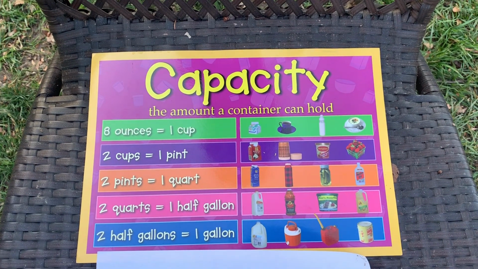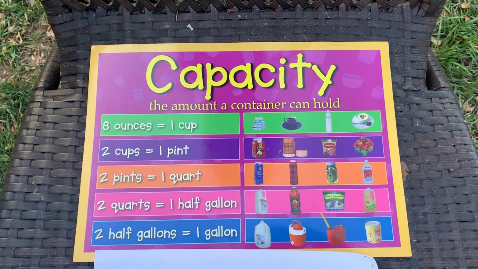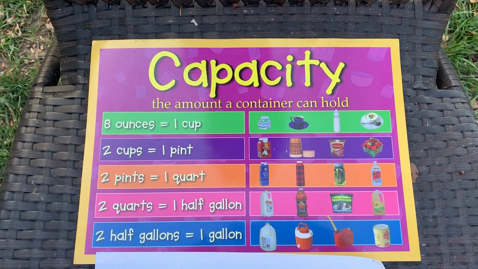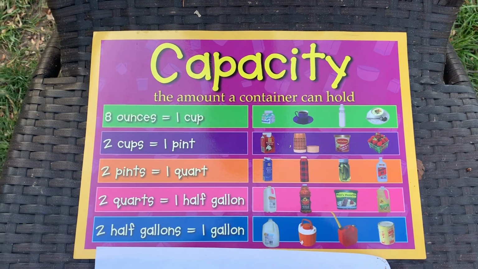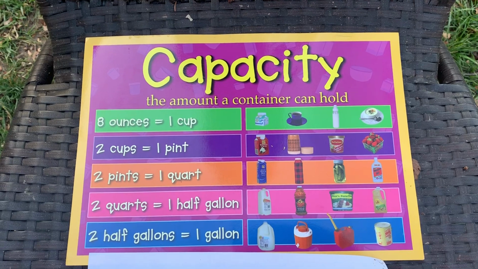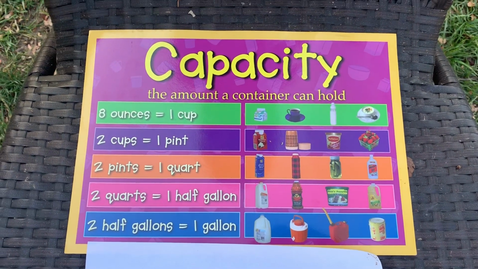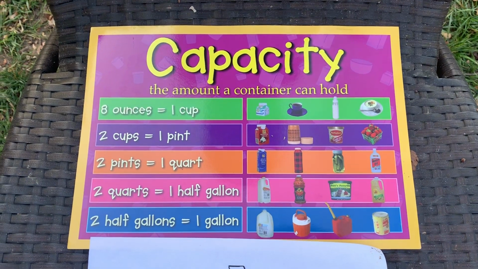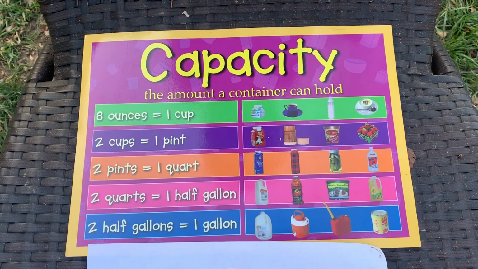Today, in our math lesson, we're going to learn about capacity. Capacity is the amount a container can hold. We're going to be talking about the U.S. customary units to measure capacity. We're going to study the capacity of a cup, a pint, a quart, a half gallon, and a gallon.